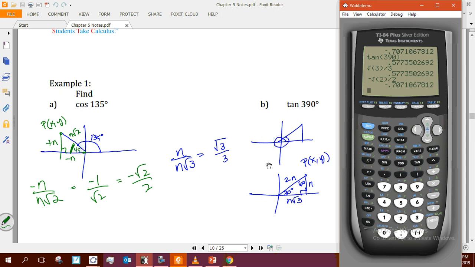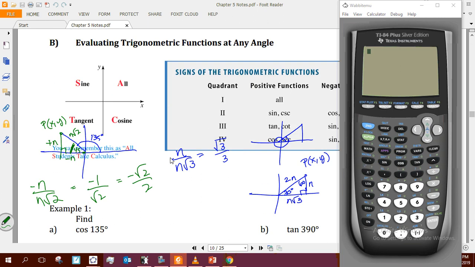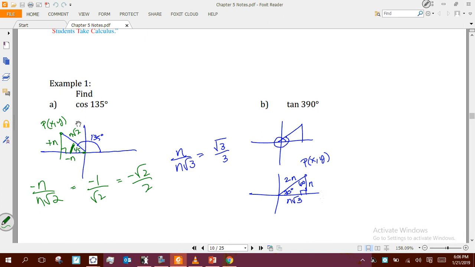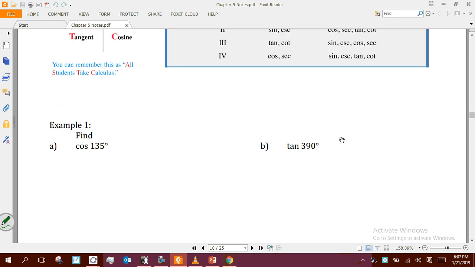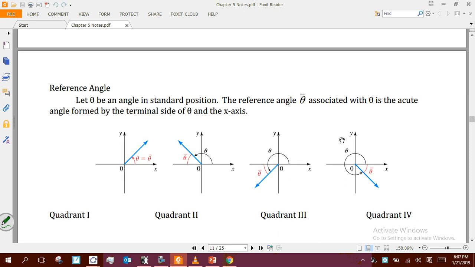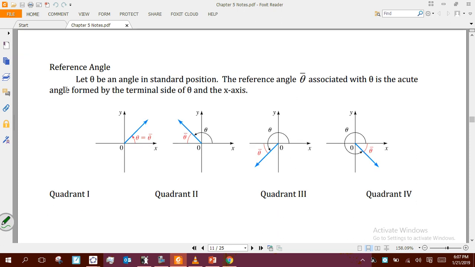So that's kind of what they're getting at here: can you determine these trigonometric values based on what quadrant you're in? A lot of times they're going to give you, at least right now, measurements that are consistent with 45, 30, 60, and 90, because of how we understand those with special right triangles. What's going to help you do that quickly is to determine what a reference angle is.